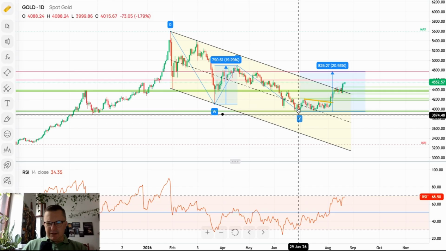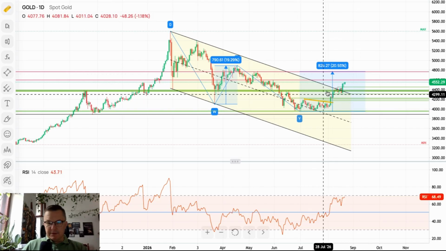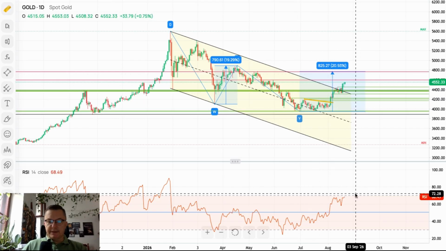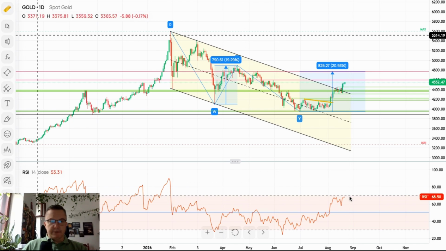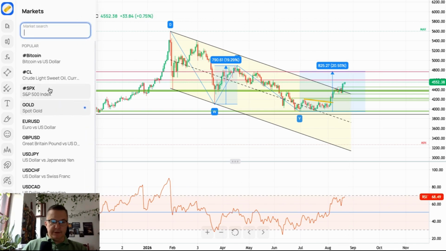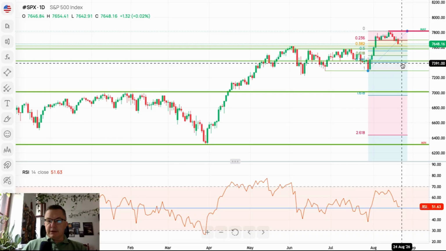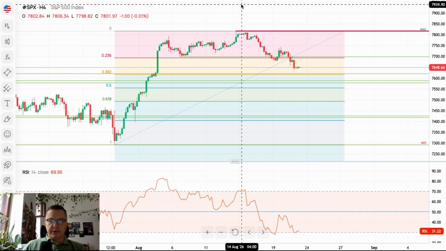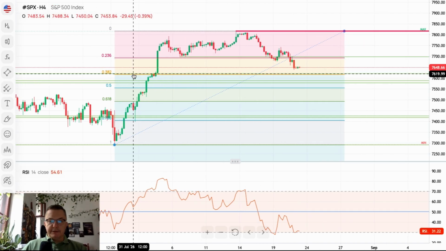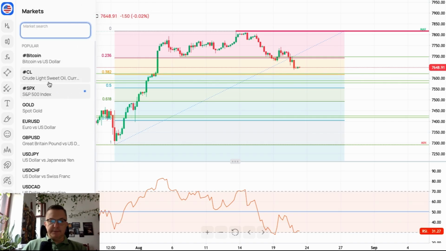Okay, not really a good channel here to be placed. Still a little bit of room for the momentum. So let's leave it like this. We know what is going on. S&P 500 moving lower. This is daily time frame chart. Let's switch to the 4-hour time frame chart. Yes, S&P 500 moving lower towards 38% Fibonacci retracement, 7,618. So not much is going on here.